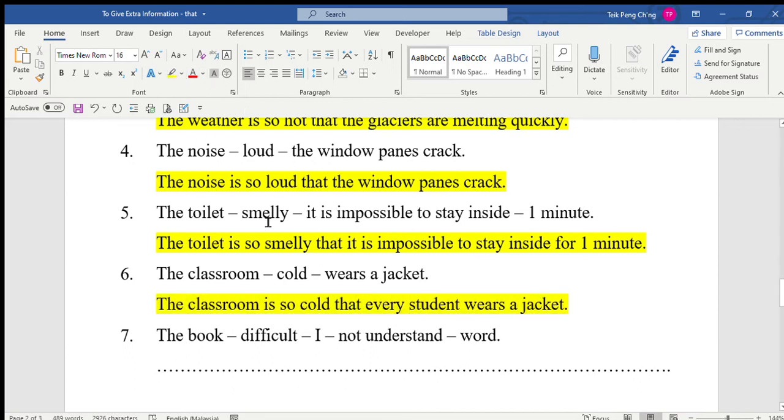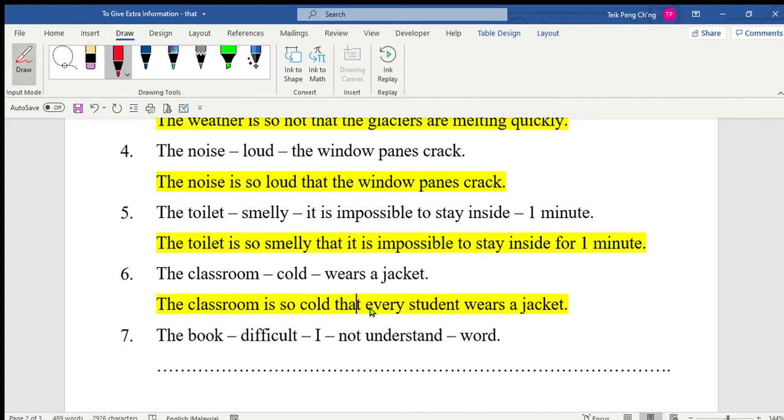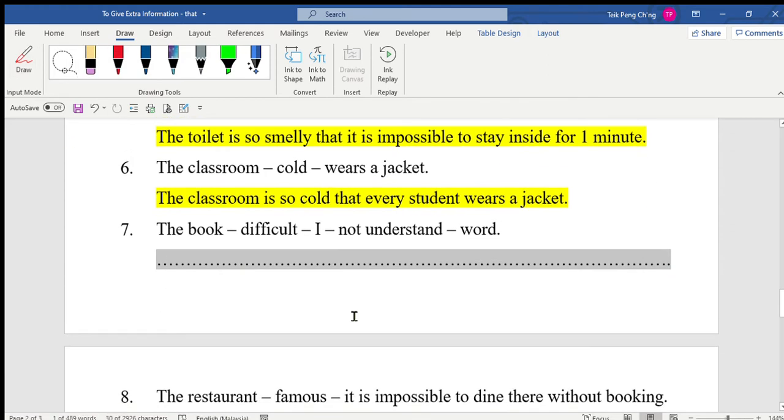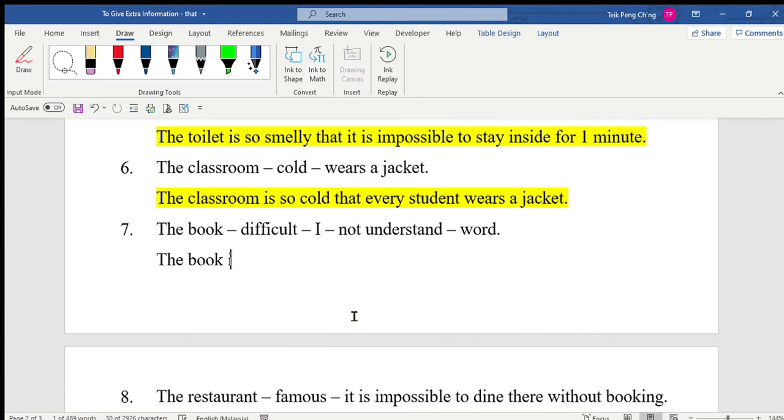Okay, of course you can change the subject here. You can replace it with another subject. For example, the classroom is so cold that Peter wears a jacket, or the classroom is so cold that the boy wears a jacket. So the subject here, you can change. Number 7, the book is so difficult that I do not understand any word.